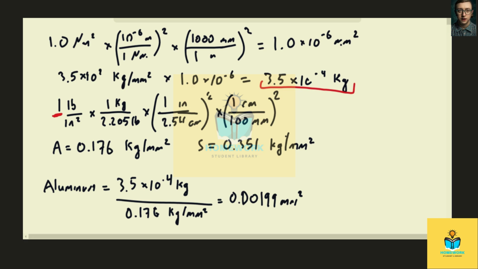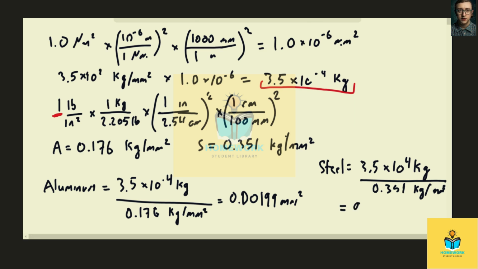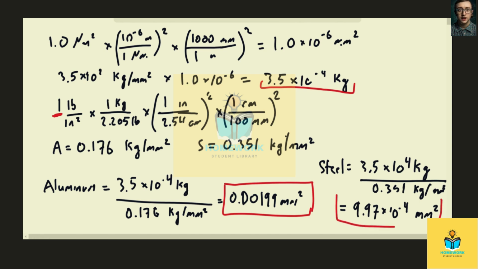Very similarly, I'm going to do pretty much the exact same thing for steel. I'm going to have 3.5 times 10 to the negative 4th kilograms divided by, and this time it's going to be 0.351, which is also kilograms per millimeter squared. When I do that, that gives me a value of 9.97 times 10 to the negative 4th millimeters squared. And those are our two answers right there for aluminum and right here for steel.